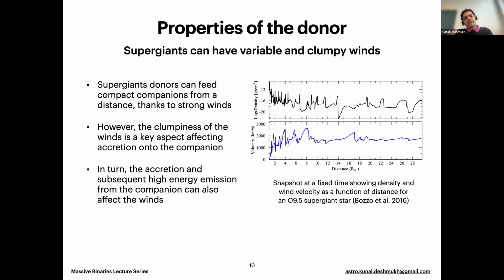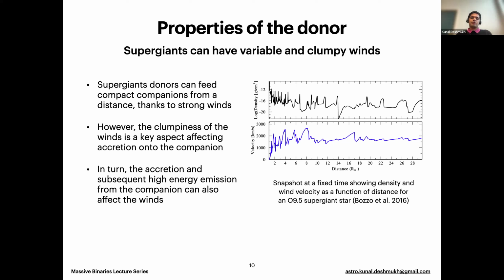Then we have the supergiants. So in the wind-fed scenario, what we really need to understand is that the accretion heavily depends on how the supergiant is shedding its mass, right? How it's losing its mass. And what we have heard a bit in the winds lecture series as well, is that winds are not something easy. You can't have a constant mass loss rate that is nicely accreting onto the compact object at a constant velocity or density.